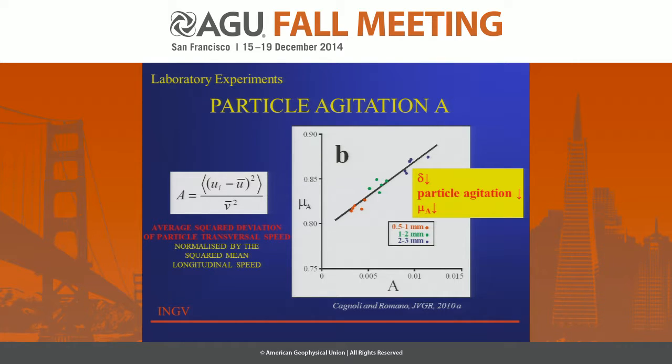Okay, to understand the effect of grain size, we need to look at particle agitation. And we measure it by means of this parameter, which is an average square deviation of particle transversal speed, which is then normalized. You see here that as grain size decreases, blue, green, red, the agitation of the particles decreases and mobility increases. So why is this so? Because as particle agitation decreases, the energy dissipated by the flow per unit of travel distance also decreases.